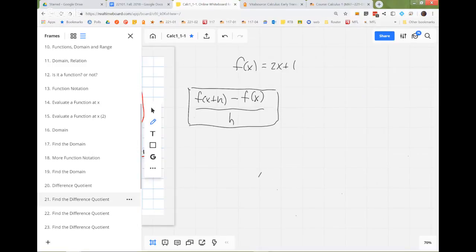Now, for this specific one, what's f of x plus h? You plug in an x plus h for x, and what do you get? What's 2 times x plus h? Okay, so there's f of x plus h. Now, from that, what's f of x? Well, that's just the thing that's up there. And divide by h.